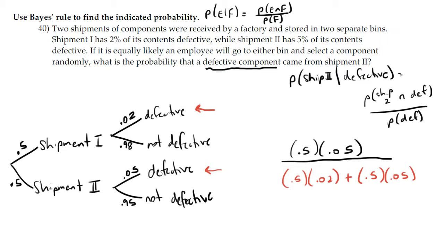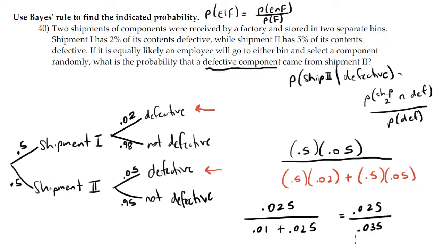All right. So let's see. This is 0.025, right? So that's also 0.025. 0.025 divided by 0.035. And this is 0.714. That's our probability. That's what we're looking for right there.